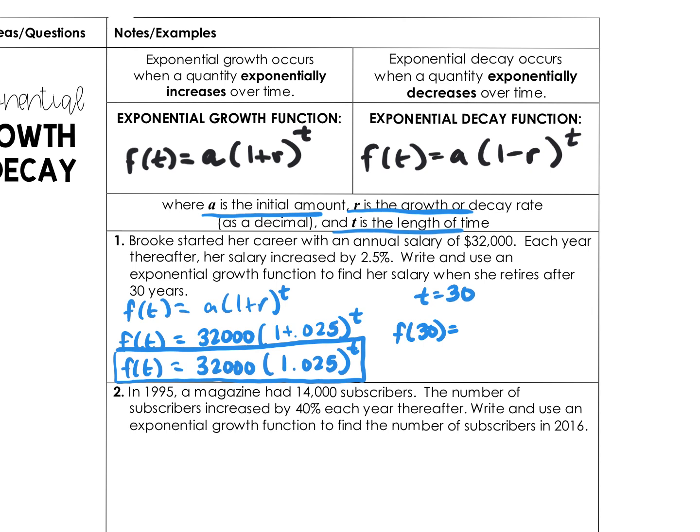So f of 30 is going to be 32,000 times 1.025 to the 30th power. You could just put this in any calculator you'd like, and I'm getting $67,122.16. I would highly encourage you to pause this video for these problems, put it in your calculator, and make sure you're getting the same thing I am, because that is one of the key things, making sure you can put this in your calculator and get the correct value.